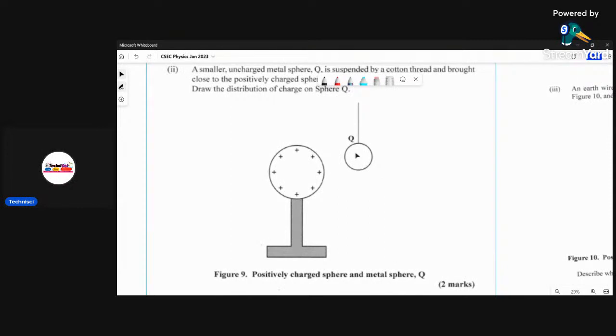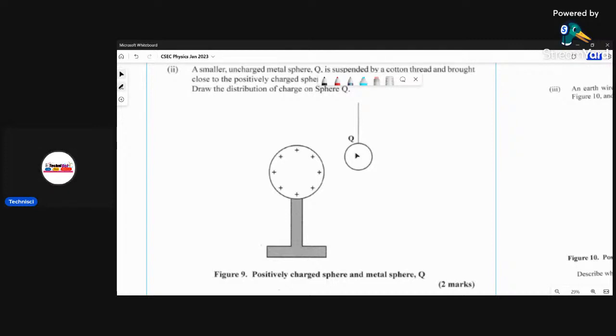It's uncharged, so it doesn't have an excess of positive or negative. The positive and negatives in it are balanced. And that's what we mean when we say something has no charge. For something to have no charge, it means the number of protons and the number of electrons within it are equal. It doesn't mean it has no charges. It just means that the number is equal. So Q has an equal number of electrons and protons. When we bring it close to this metal sphere, what will happen?